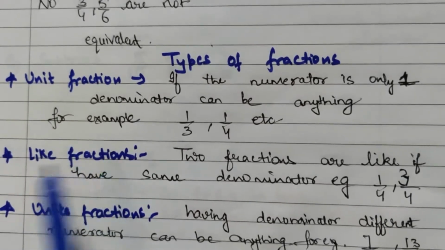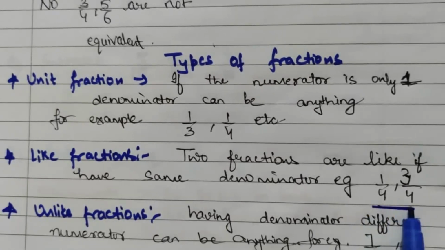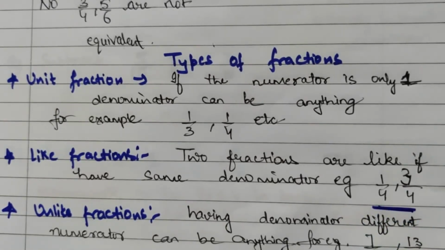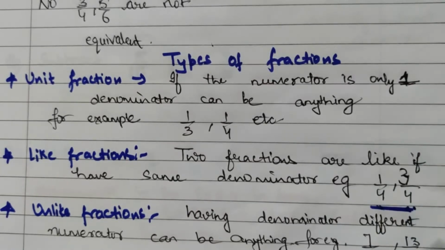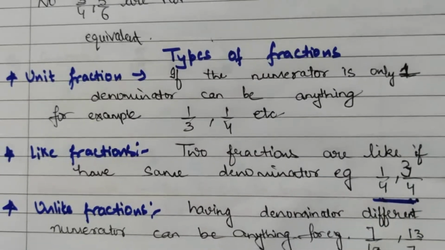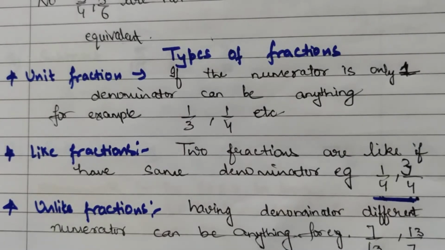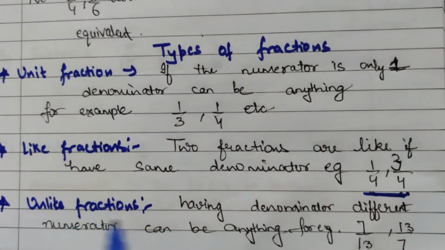Like fractions are those fractions whose denominators are the same. See here, 1 by 4, 3 by 4. Both have the same denominator, that is 4. Then we have next, unlike fractions. The fractions having different denominators, and the numerators can also be different, means they can be anything. So these fractions are called unlike fractions.